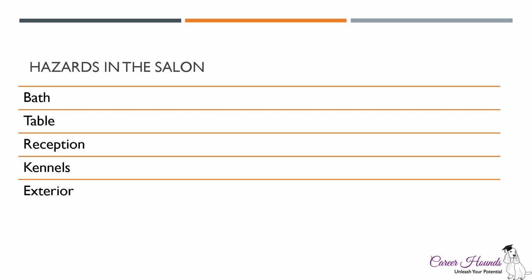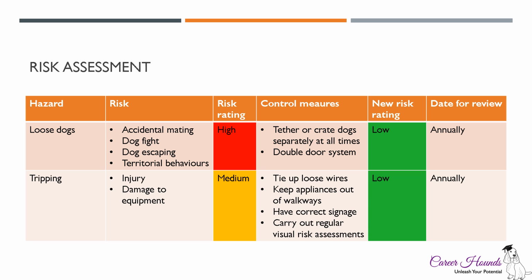A risk assessment could be broken down by areas of the salon and include the following areas: the bath, the table, reception area, kennels or the exterior of the salon as well. When compiled together, a risk assessment should look something like this. In the examples above, the control measures reduced the risk to become a low risk of injury, so they are to be reviewed annually. If the risk remained medium or high, you might want to review it more frequently based on the nature of the risk involved.